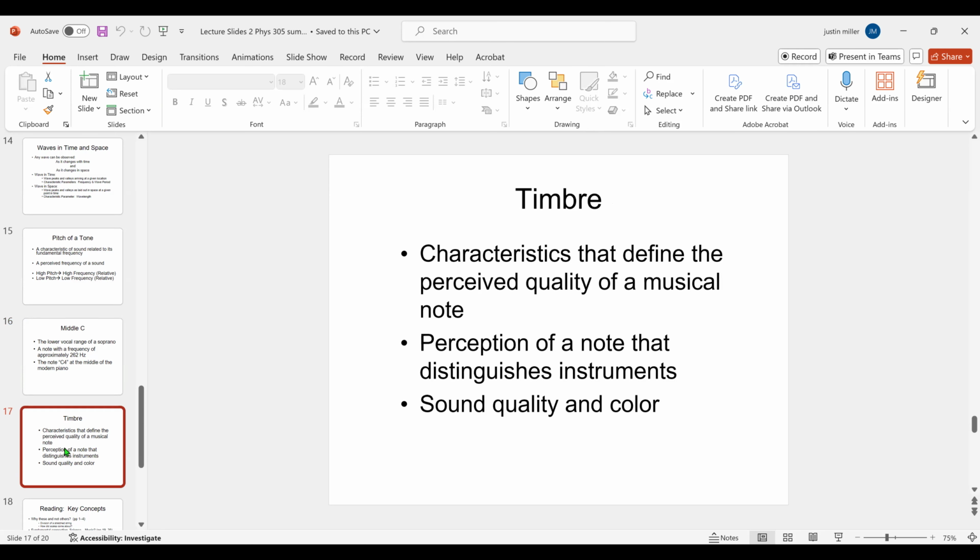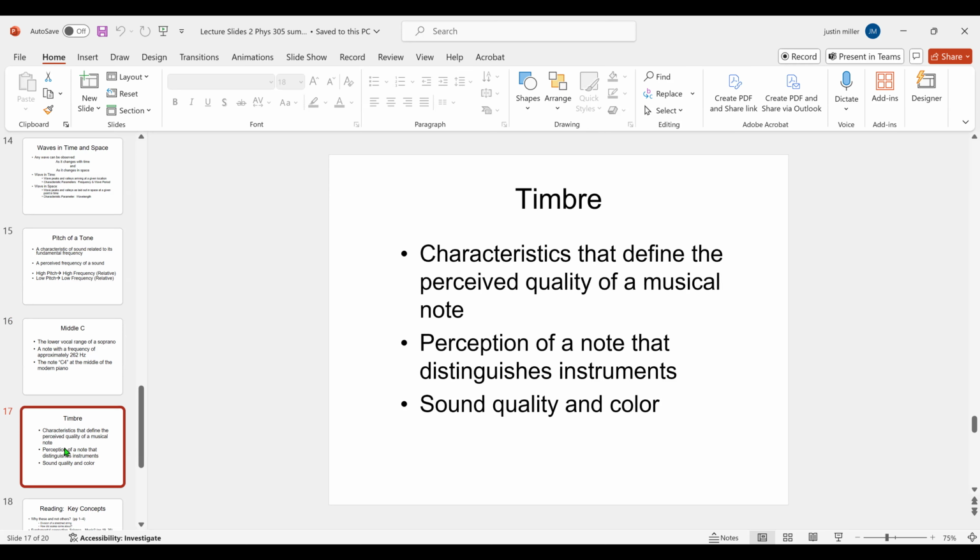Timbre, again, just a characteristic that correlates with the quality of a musical note, or quality of a tone, really. It doesn't necessarily have to be a musical note. The characteristics that define the perceived quality of a tone. And it's really the identity of the sound itself. What are the frequencies and what are the individual amplitudes of those individual frequencies that all come together to give that sound its particular uniqueness, or that tone its particular uniqueness.